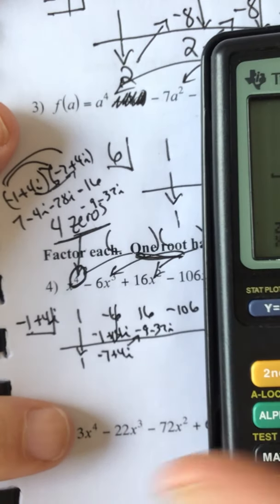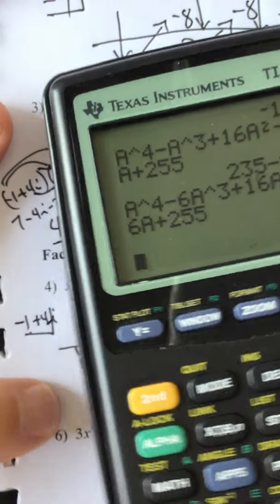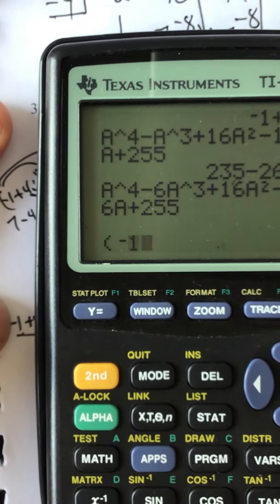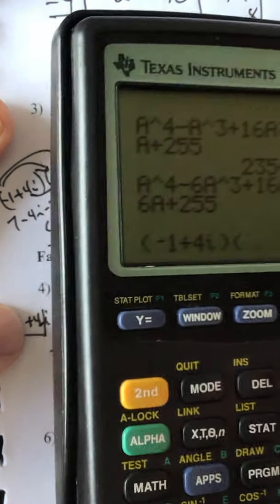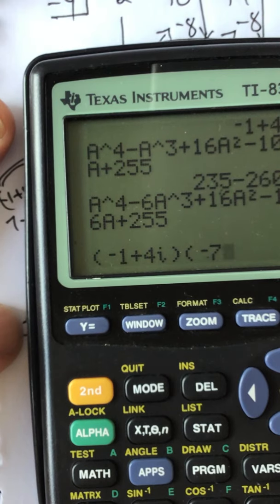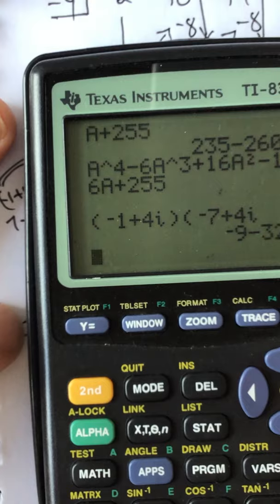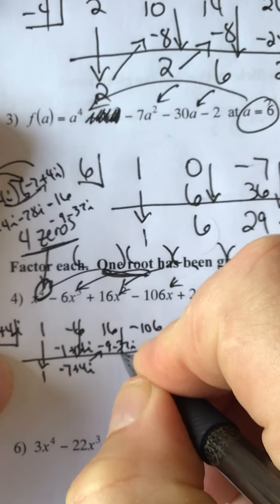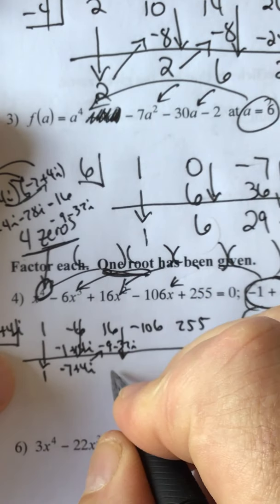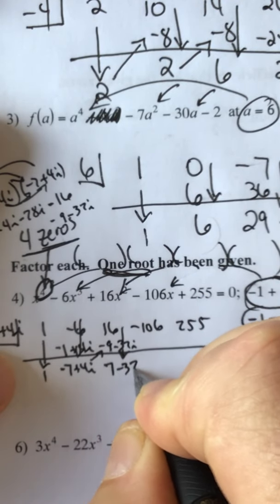Now, if you have a calculator, you can go ahead and do that on the calculator. I could have just said negative 1 plus 4i times negative 7 plus 4i. And there's the negative 9 minus 32i. Okay, so now I'm going to add this down. So 16 plus negative 9, so that will be 7 minus 32i.